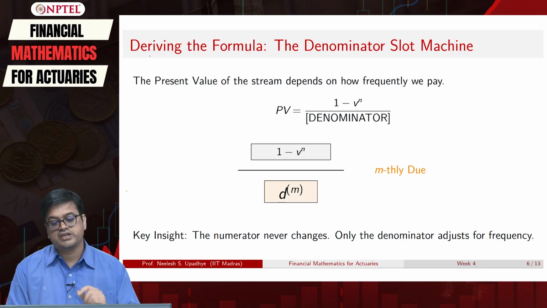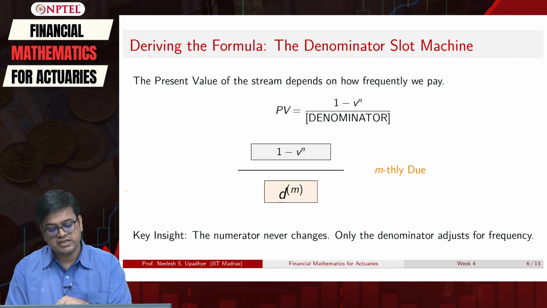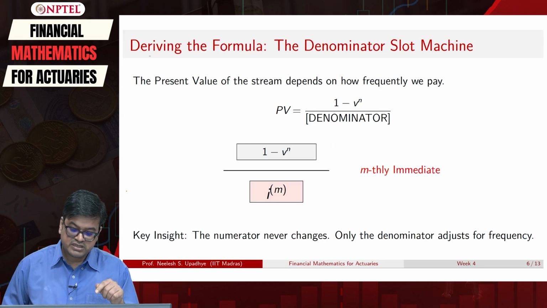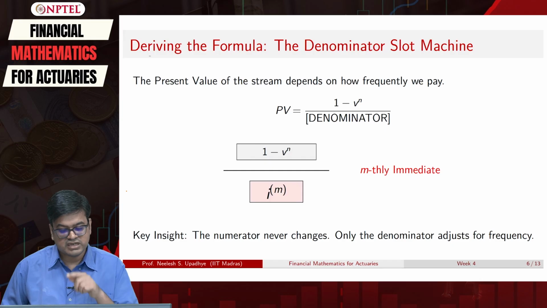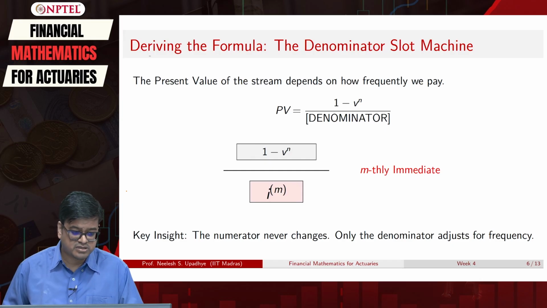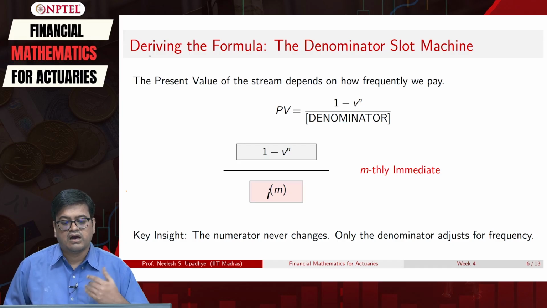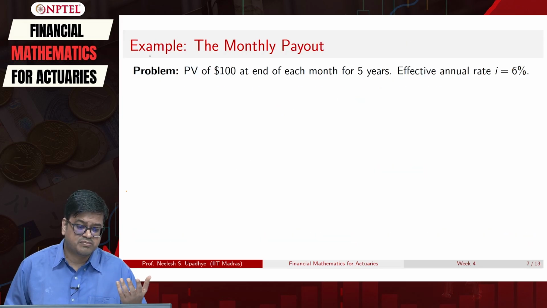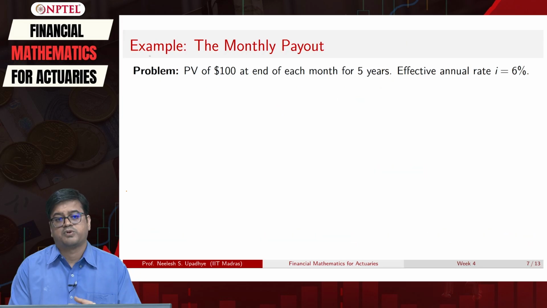So if it is due, as the name suggests, that D, the denominator will be D M, and if it is immediate, as the name suggests, that immediate I, it will be I M. This is how we will remember this. It's very simple, and we have our denominator slot machine always active. Okay. So now we have understood how to compute present value under various compounding schemes. Let us take one example and try our hand on this problem.